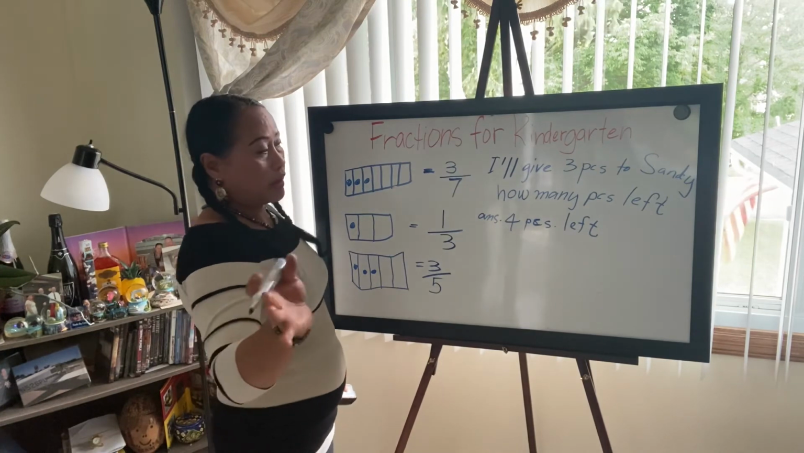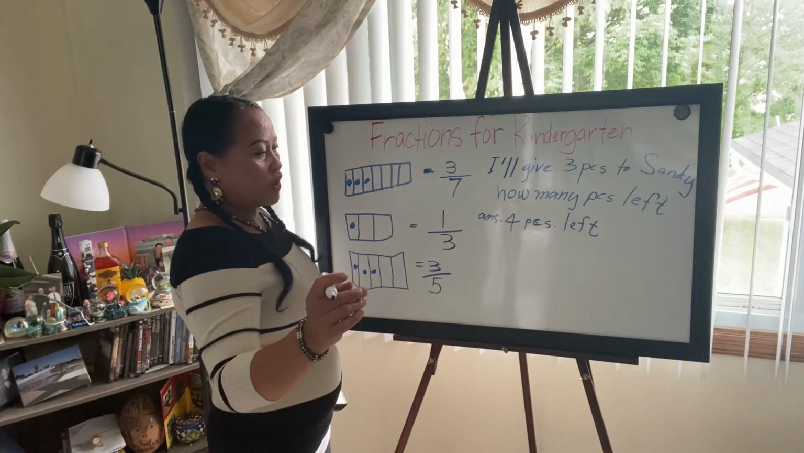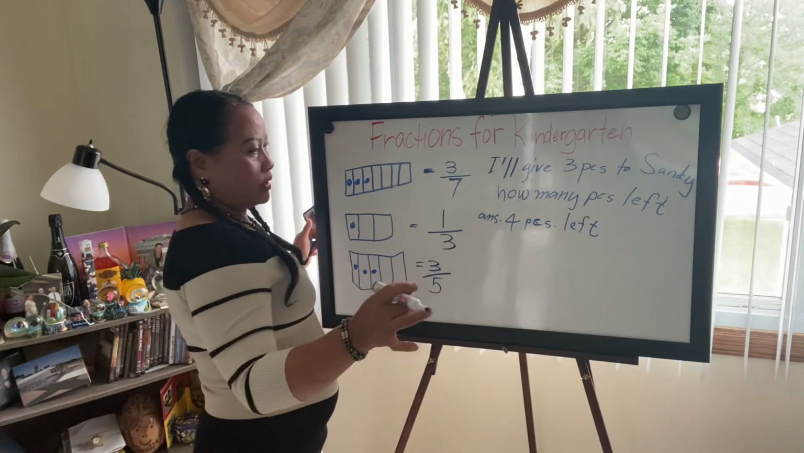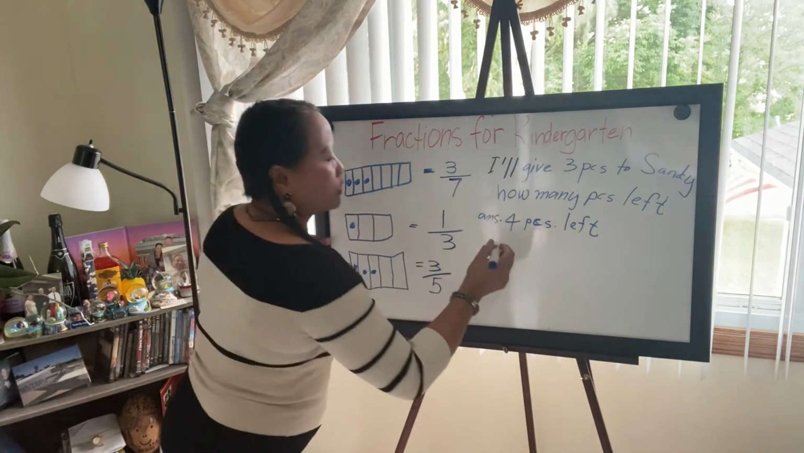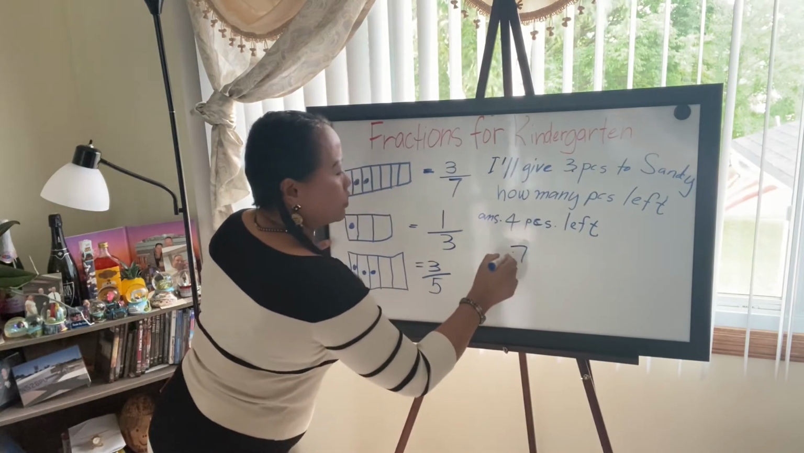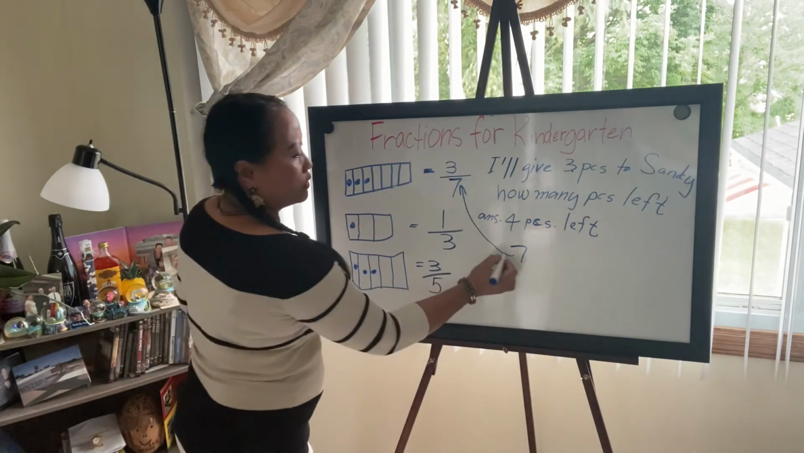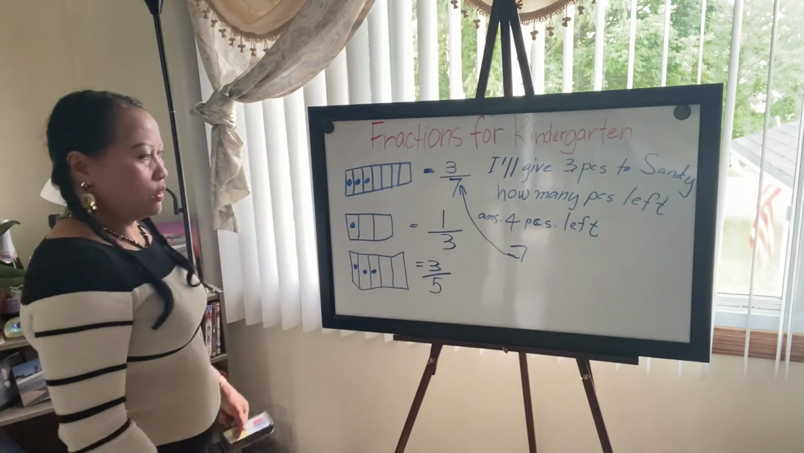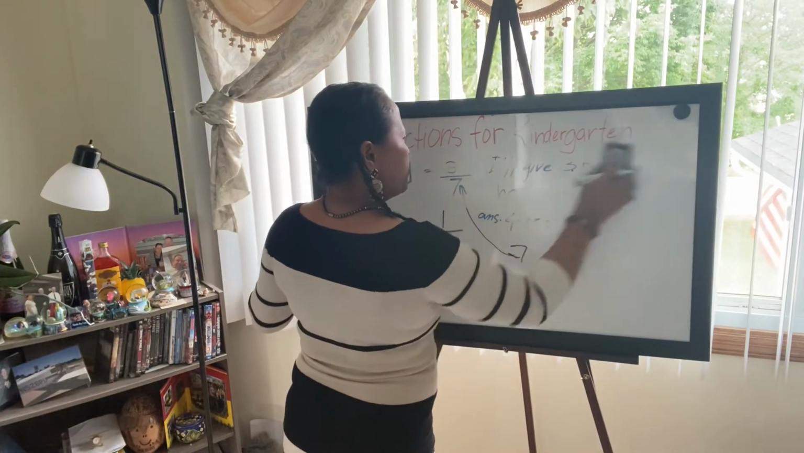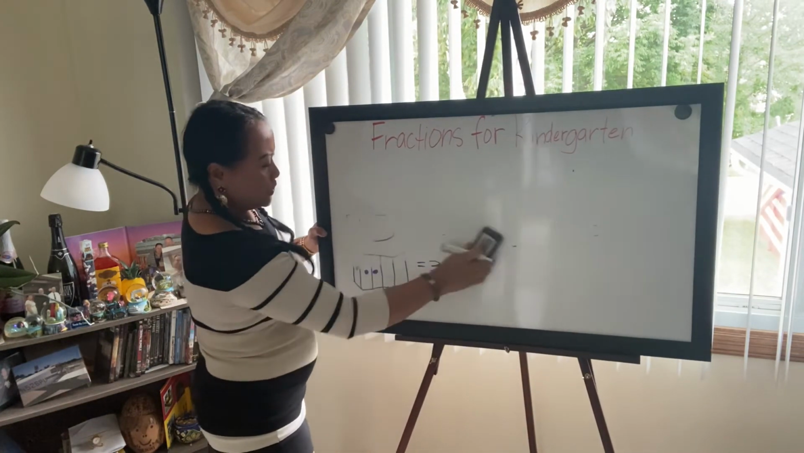And you can also check the pieces left and the pieces that you gave. You gave 3 pieces, 3 plus 4 equals 7. So we get the whole, which is 7. Okay, I hope you understand this fraction.